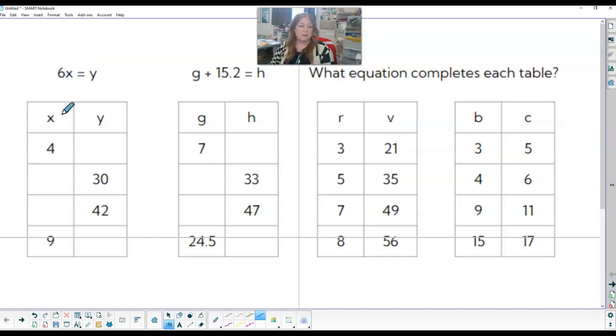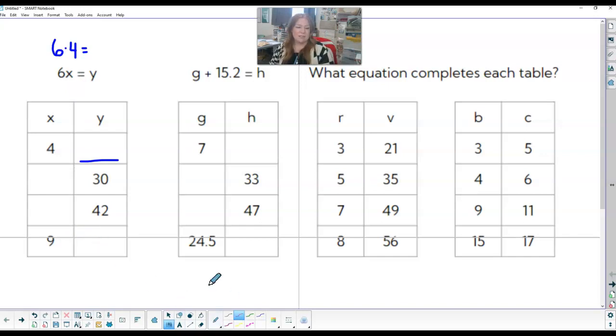So this first one says 6 x's. That means this is times 6 of the x's, which is 4. 6 times 4 is going to equal y. So I'm going to have you go ahead and do the 9. Sorry, if x is 9, what will y be?